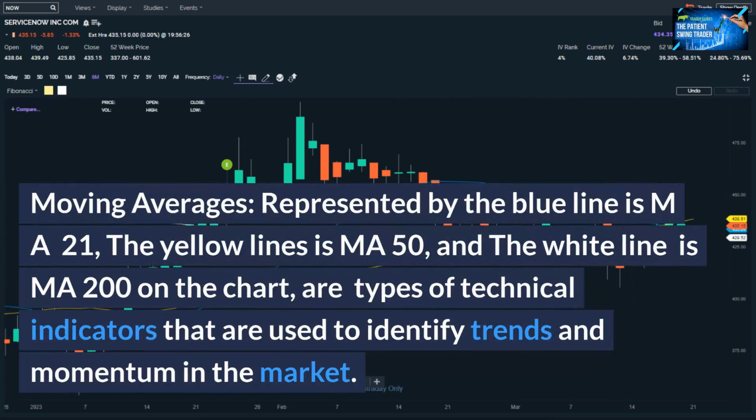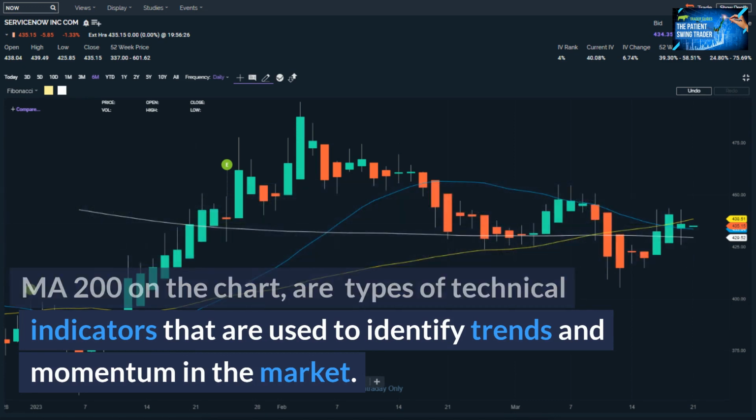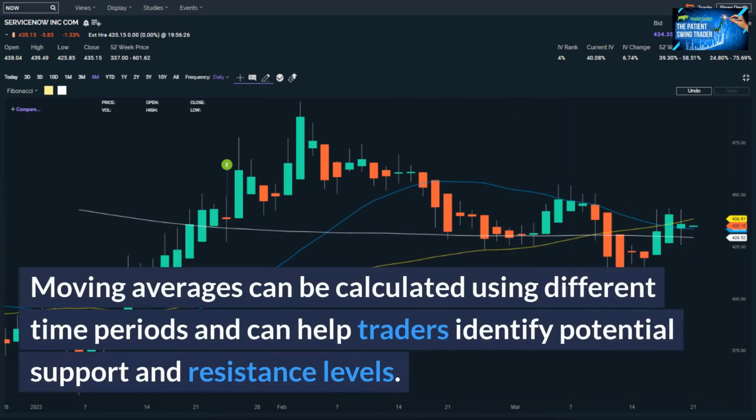Moving averages, represented by the blue line, which is MA21, the yellow line, which is MA50, and the white line, which is MA200 on the chart, are types of technical indicators that are used to identify trends and momentum in the market. Moving averages can be calculated using different time periods and can help traders identify potential support and resistance levels.